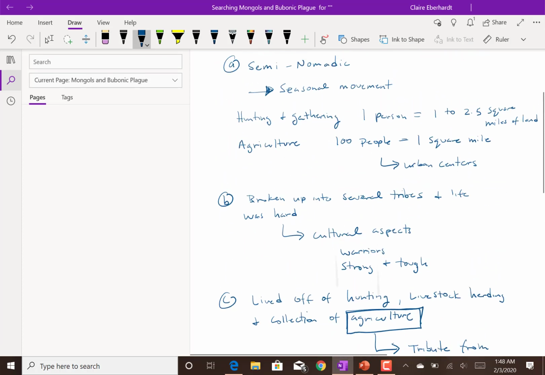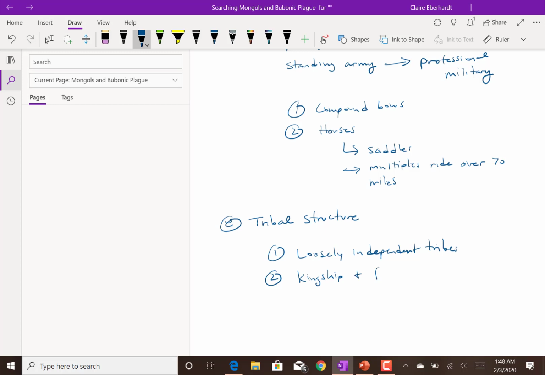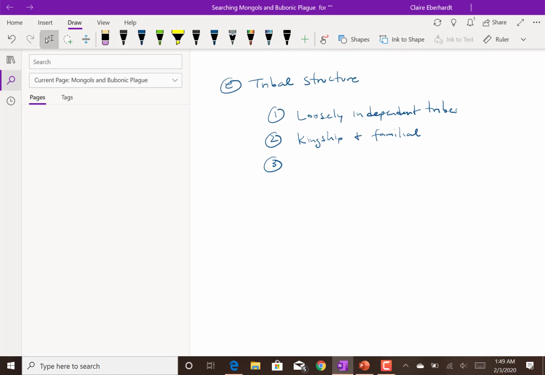Now, as far as the tribal structure goes, again, when they started, they were loosely independent tribes that certainly identified as Mongol, but weren't working together in that sense. And within these tribes, you had kingship and familial tribes. So you had the various kings and then familial relations. Often the tribes were based on extended family groups that were largely working together because of being extended family, and you had loose alliances with the other tribes there.